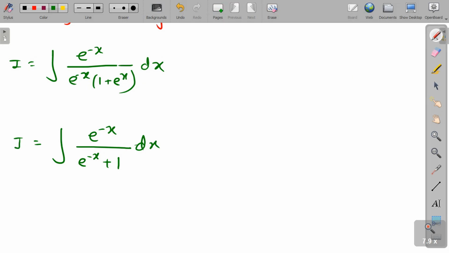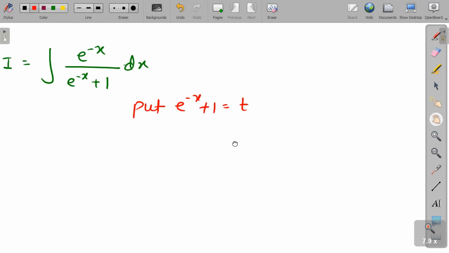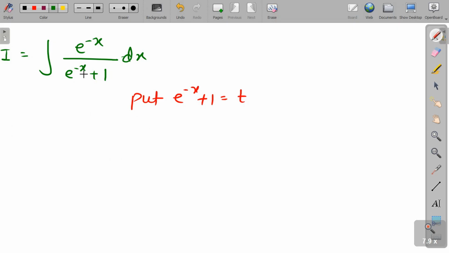Now to solve this integration, we are going to make a substitution. I am going to replace e to the power minus x plus 1 by t, and we know that its derivative should be, if we see here, derivative of e to the power minus x is minus e to the power minus x dx equals dt.